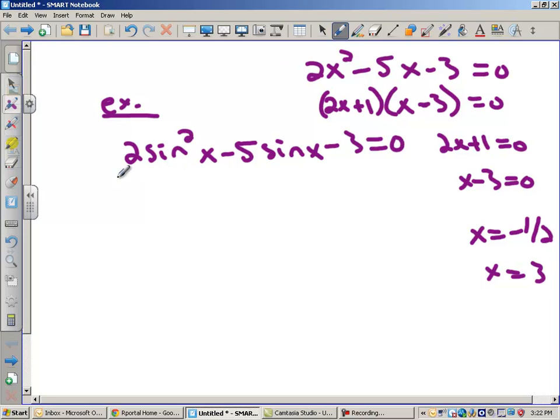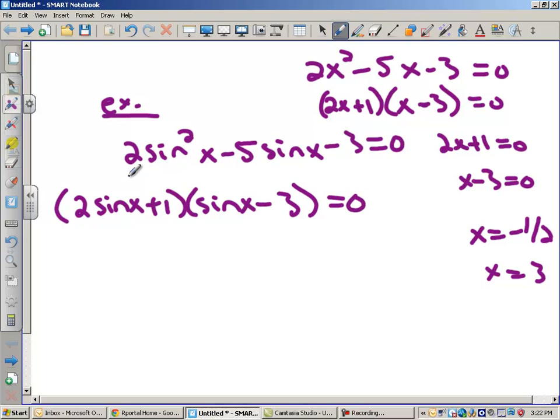I'm going to do the same thing here, except my factored form is going to look like this: 2 sine x plus 1 times sine x minus 3. And you could multiply back through to see that 2 sine x times sine x is 2 sine squared, and then 2 sine x times negative 3 is negative 6 sine x, plus 1 times sine x. Those would come together to be minus 5 sine x, and then 1 times negative 3. So I have the factored form. And then you set each factor equal to 0. And we're going to figure these out.